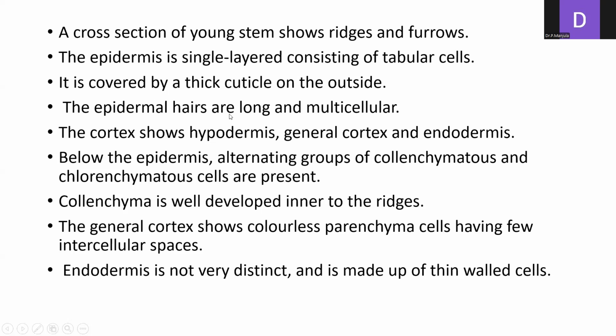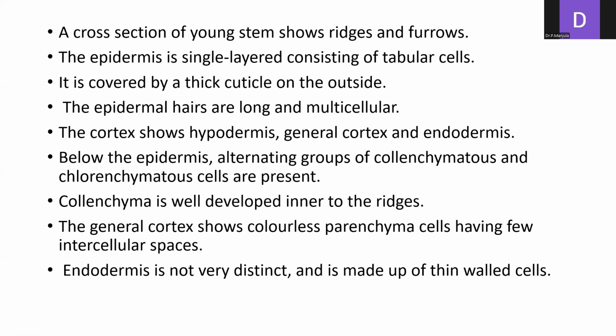The internal structure is the same as in a typical dicotyledon. It contains a single layered epidermis covered with thick cuticle, and the epidermal hairs are also present, long and multicellular. The cortex shows hypodermis, general cortex, and endodermis. Below the epidermis, alternating groups of collenchymatous and chlorenchymatous cells are present. The collenchyma is well developed inner to the ridges.